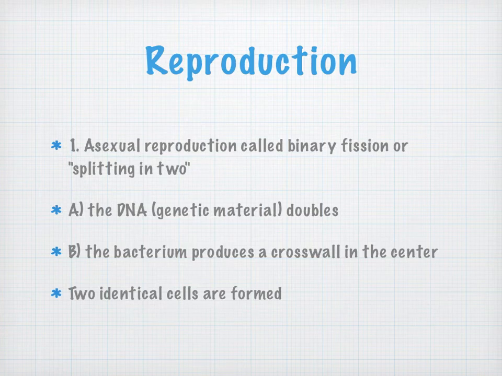Reproduction. Asexual reproduction, called binary fission, or the splitting in two. The DNA is going to double, so your genetic material inside your cell will double. Then the bacterium produces a cross wall in the center, and then two identical cells are formed. So let's look at this a little.